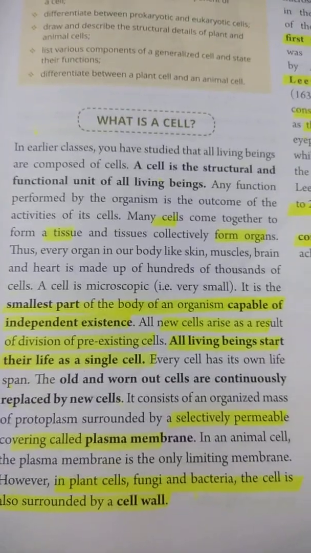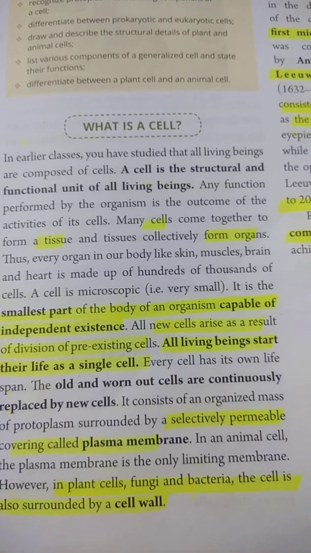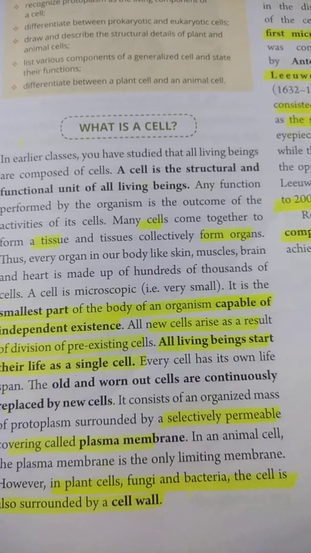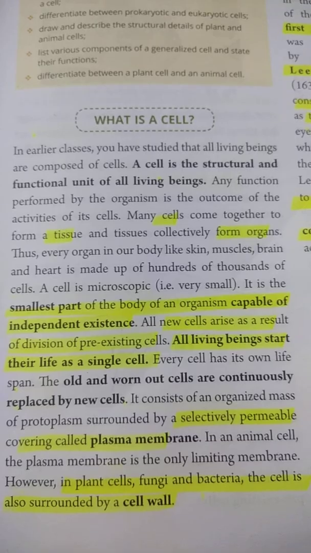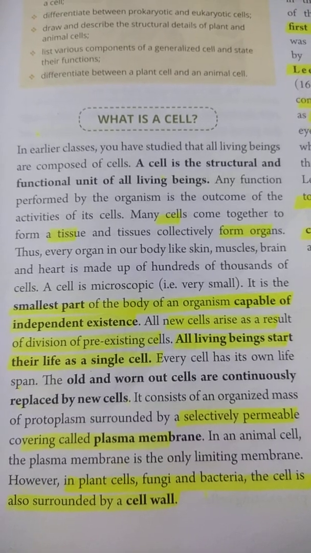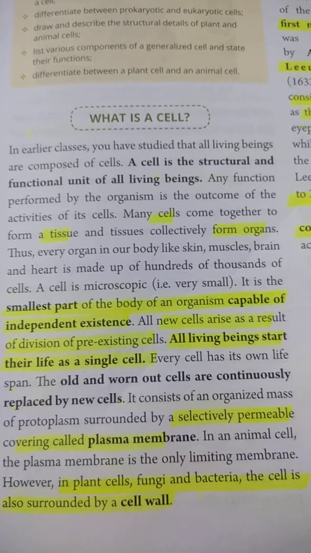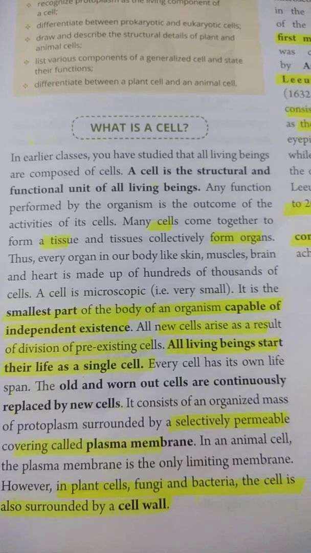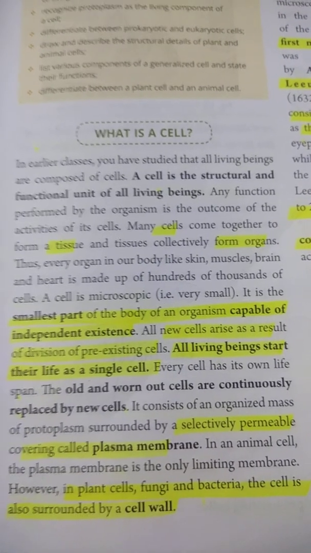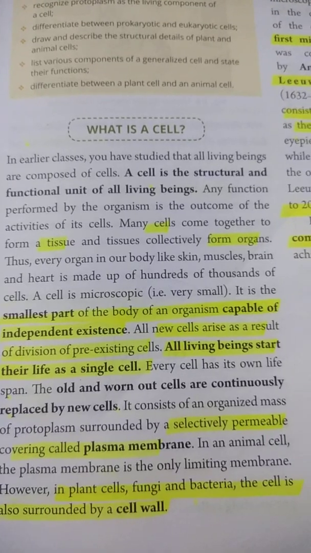Now the very first heading of the chapter: what is a cell? We know from the lower classes that the cell is the structural and functional unit of a living being or living organism. Structural means the structure of the organism is made up of cells. Functional means all the functions occur in the cell only. So the cell is the structural and functional unit of all living beings.